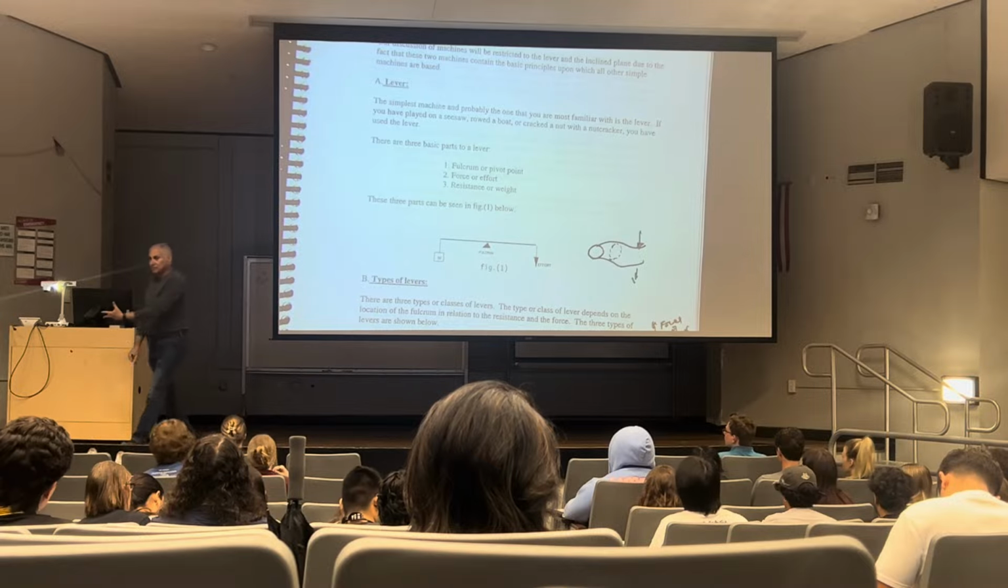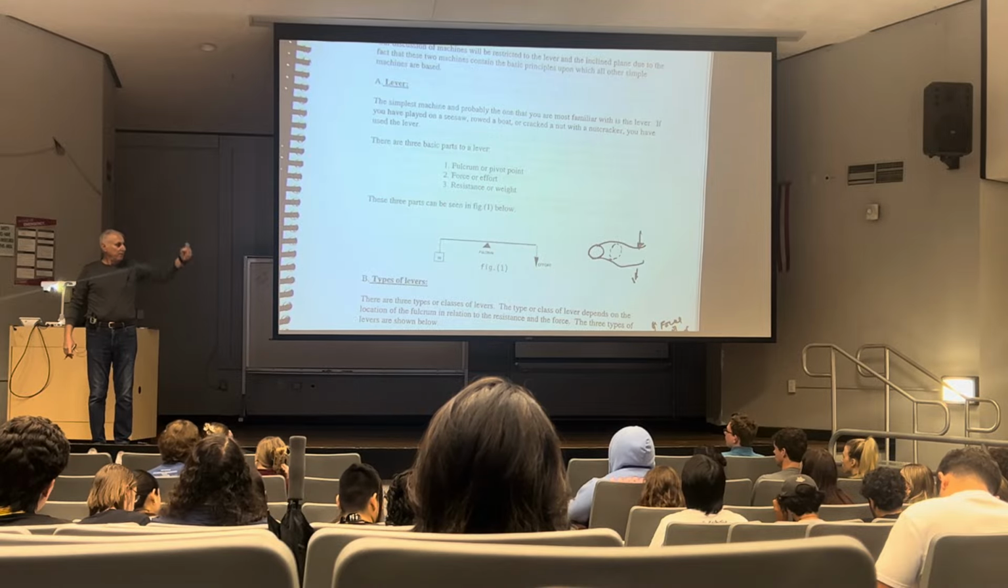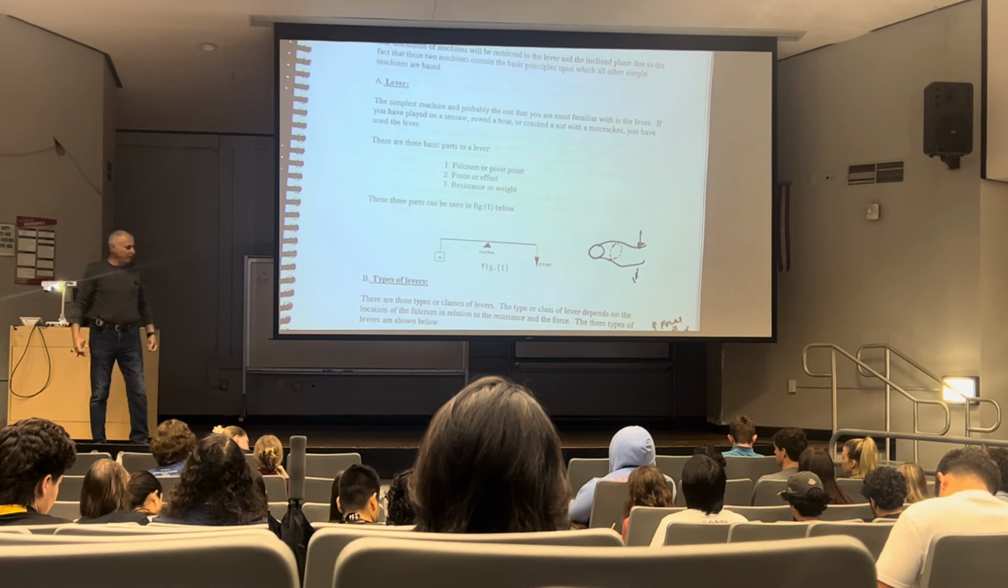A door is a lever. It's hinged on one end. That's the fulcrum. There's a weight in the middle, and then you push on that side. What is it? Class 2 lever.